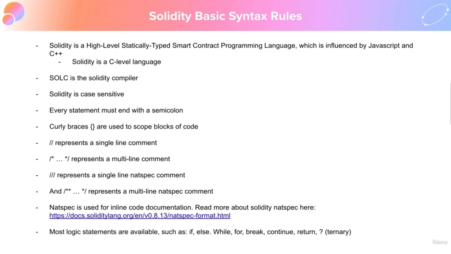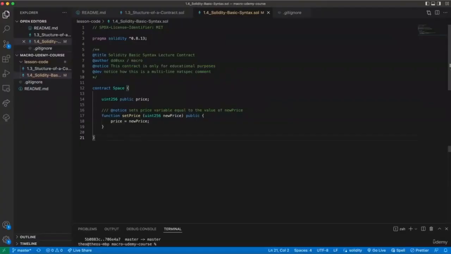Now let's hop into some code. You can see just about all of the rules we've talked about are in this file, even though it is somewhat short. You're familiar with lines 1 through 3, the SPDX license and the pragma solidity statement. Lines 5 through 10 show a multi-line natspec comment. On line 14, you can see we've defined a uint256 public variable called price.